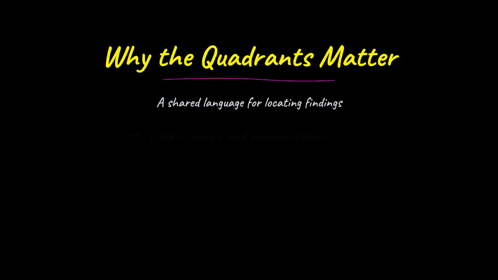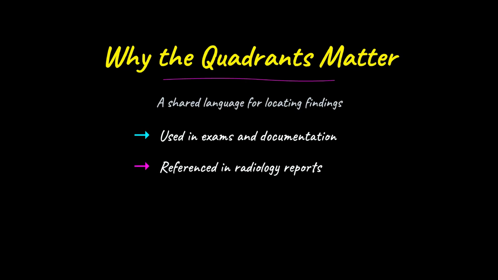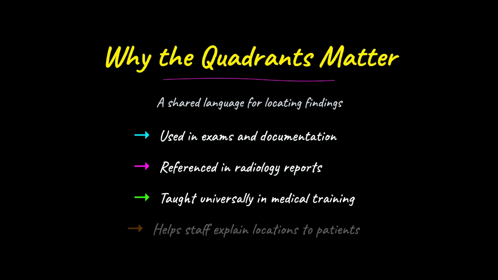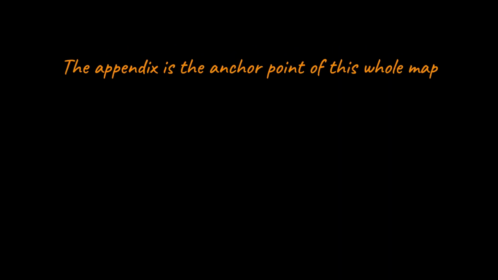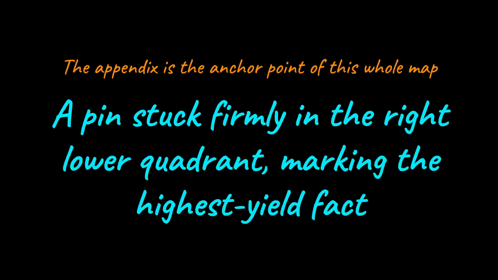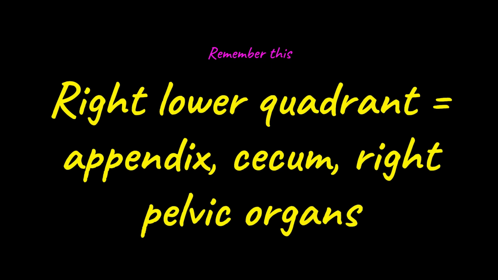The scheme exists because saying right lower quadrant pain conveys a precise location instantly, without needing detailed coordinates, and it's used across exams, documentation, radiology reports, and patient communication. The single highest yield fact to memorize is that the appendix lives in the right lower quadrant, since appendicitis appears so often in clinical scenarios, and students who lock in that structure to quadrant map score reliably on these questions. When you hear right lower quadrant, think appendix and cecum first, and you'll rarely go wrong.